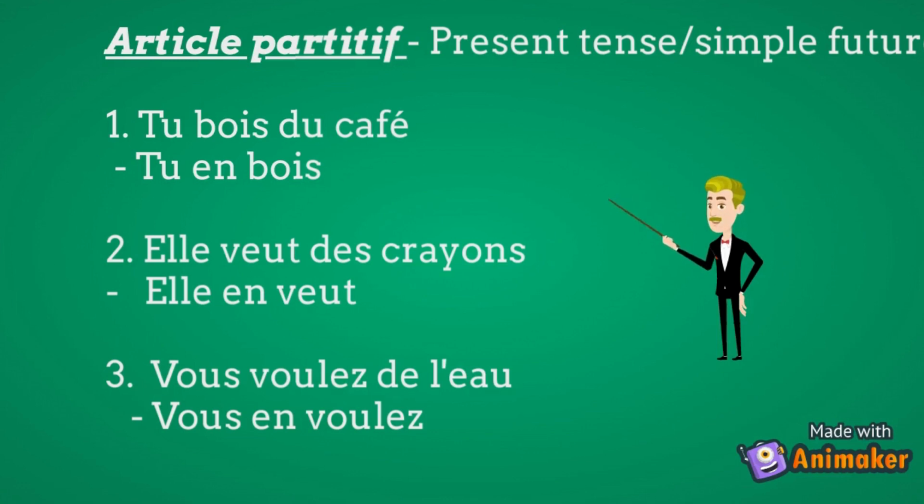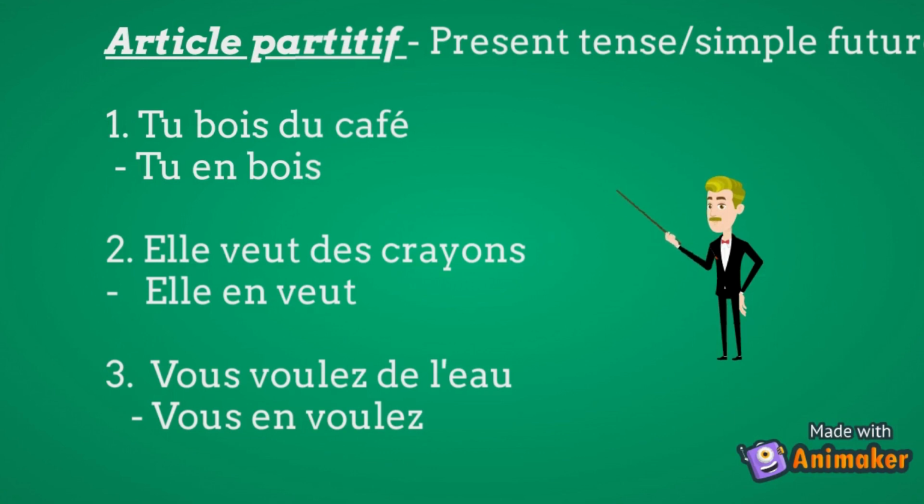For example, you drink some coffee. You drink it. In French, pronouns are placed before the conjugated verb in present tense, or the only single conjugated verb when there is only a single conjugated verb. Second example, she wants some pencils. She wants it. Here in pronoun is it, we use pronoun "en" to avoid repetition of foods, drinks, things.